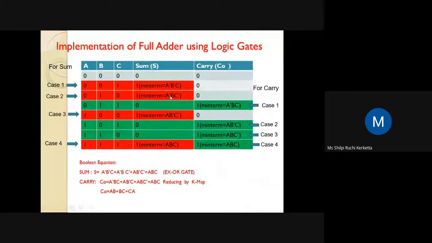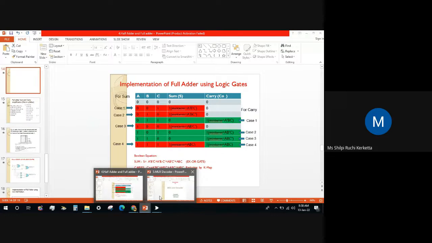So in this half adder and full adder, how are we doing it? We are seeing the outputs. Whenever the output is a one, we will see the inputs for those things. Okay. So in the same way we will do it for the multiplexer and decoder.